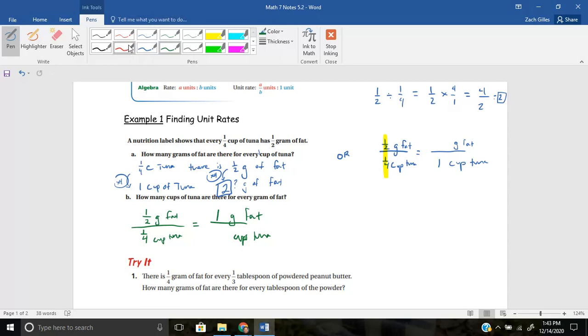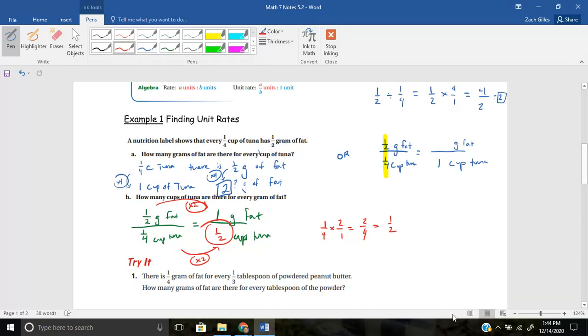Well, ask yourself, what's the relationship between a half and 1? How could we go from a half gram of fat to 1 gram of fat? Well, we could just double that recipe, or we can multiply it by 2. So I'll do the same here, multiply it by 2, and 1/4 times 2, which is 2 over 1, gives you 2/4, which is a half. Okay, so how many cups of tuna are there for every gram of fat? For every 1 gram of fat, there's a half cup of tuna.